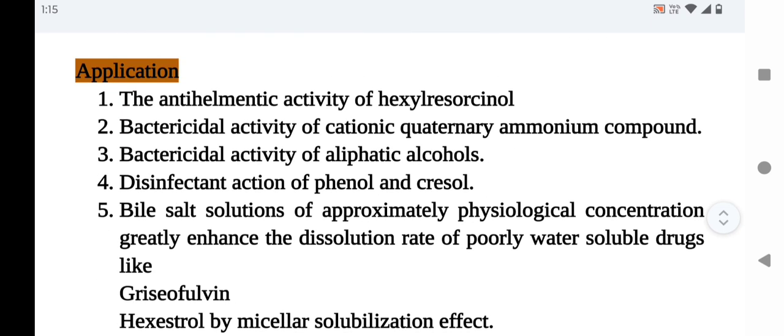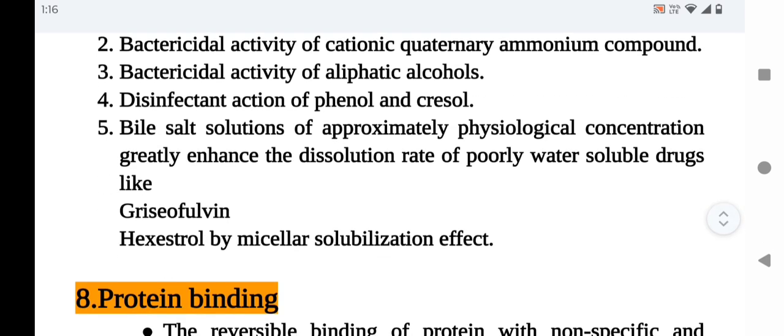Application first है the antihelminthic activity of hexyl resorcinol, second bactericidal activity of cationic quaternary ammonium compounds, third bactericidal activity of aliphatic alcohols, fourth disinfectant action of phenol and cresol, fifth bile salt solutions of approximately physiological concentration greatly enhance the dissolution rate of poorly water soluble drugs like griseofulvin, hexestrol.